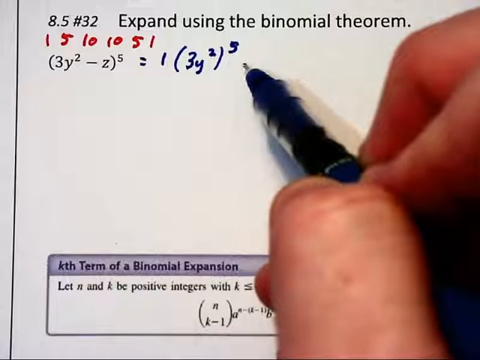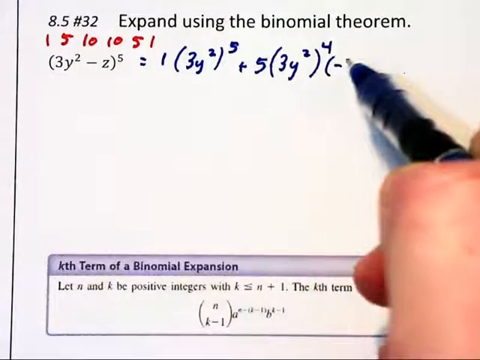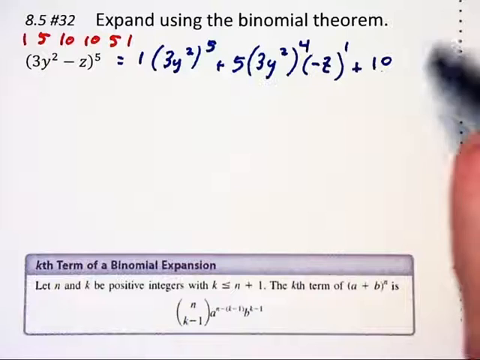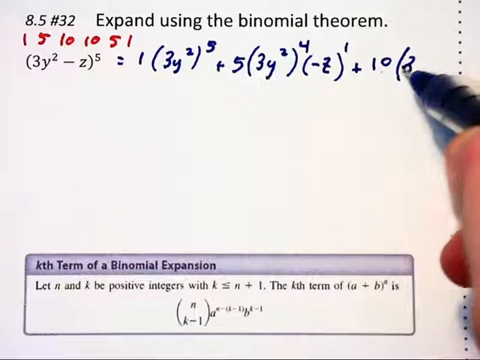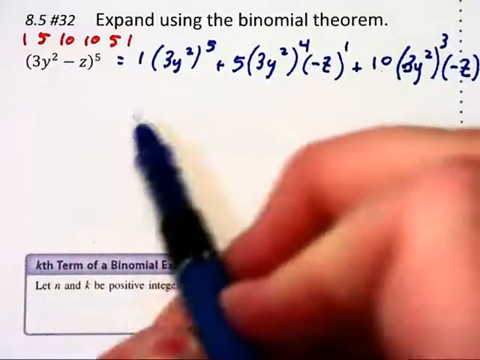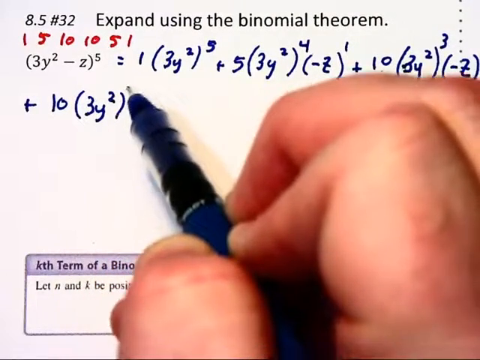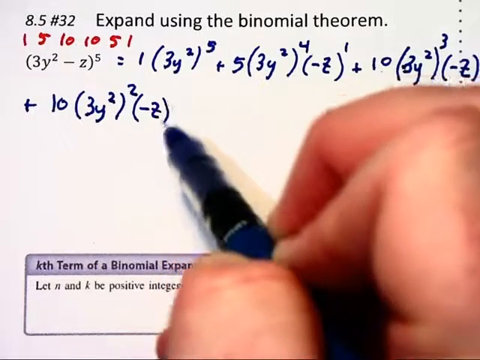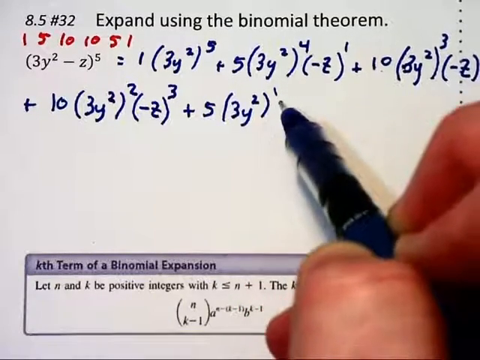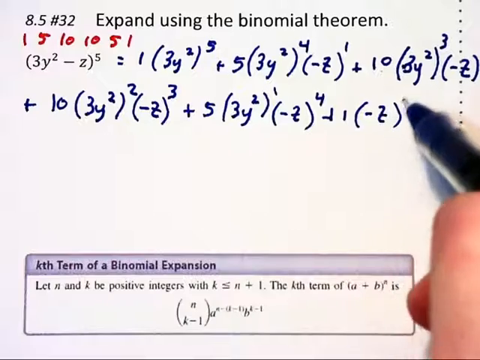plus 5 times 3y squared to the 4th times negative z to the 1st, plus 10 times, I'm going to need every inch I can get here, positive 3y squared to the 3rd times negative z squared, plus 10 again times 3y squared quantity squared times negative z to the 3rd power, plus 5 times 3y squared to the 1st times negative z to the 4th, plus 1 times negative z to the 5th power.